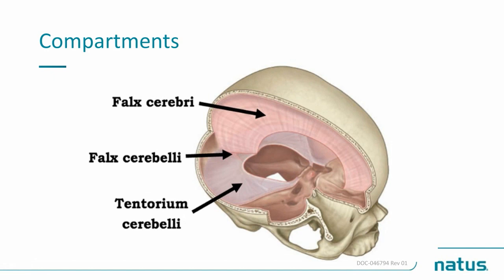Why is this important to know? In cases where you are monitoring ICP but CSF is not freely circulating, you can have what is known as a compartmentalized increased intracranial pressure, meaning that the pressure in one area of the brain can be higher than in another area of the brain. This is often because of these tough dural folds.